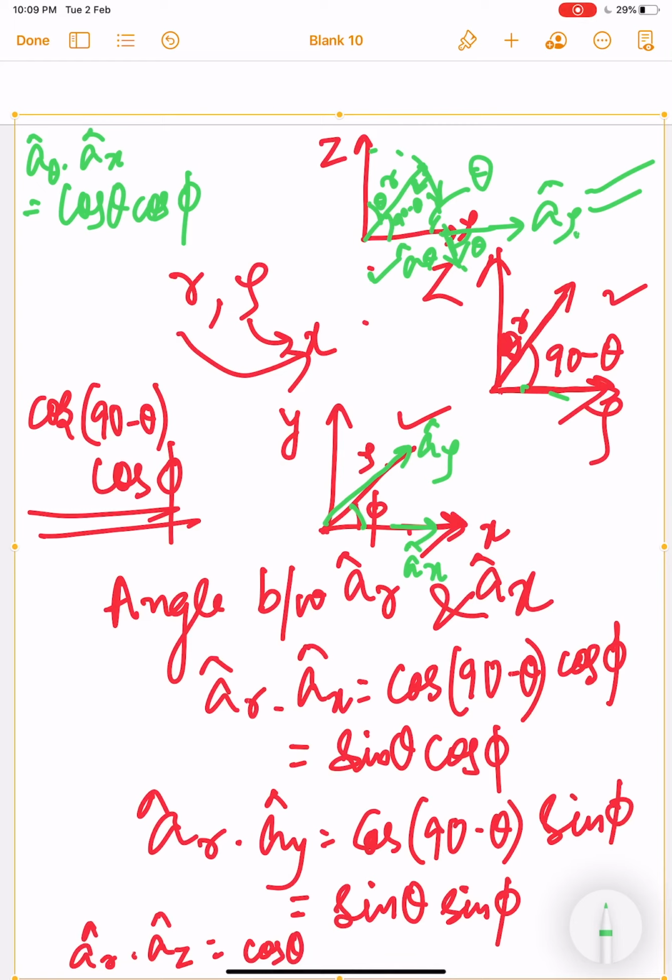Okay, this is clear. Then next thing is a theta cap dot ay cap. This is pretty simple. If you understood the previous one, cos theta into sin phi, I can write it.